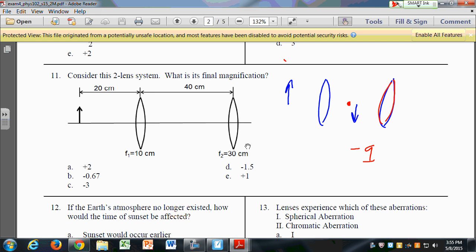But with a 2-lens system, don't worry about it. Just whatever it comes out as, that's what you use. But make sure you track your signs along really well.